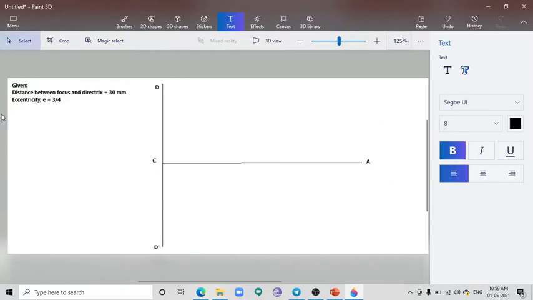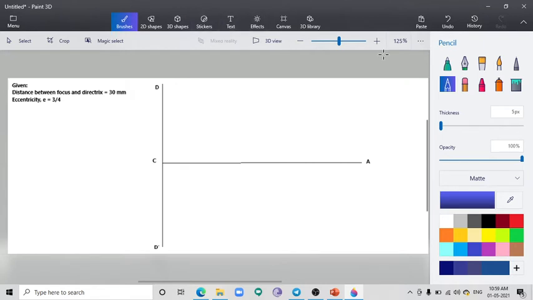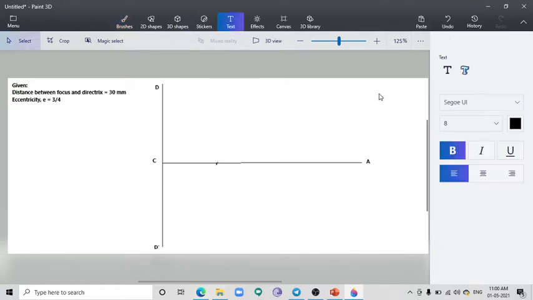So then we have to utilize our given data. So distance between the focus and directrix is given as 30 mm. Yes, 30 mm. So I am going to mark 30 mm from the directrix. So from the directrix I am marking 30 mm. Okay, and I am going to give name for that point as capital F, which indicates focus.